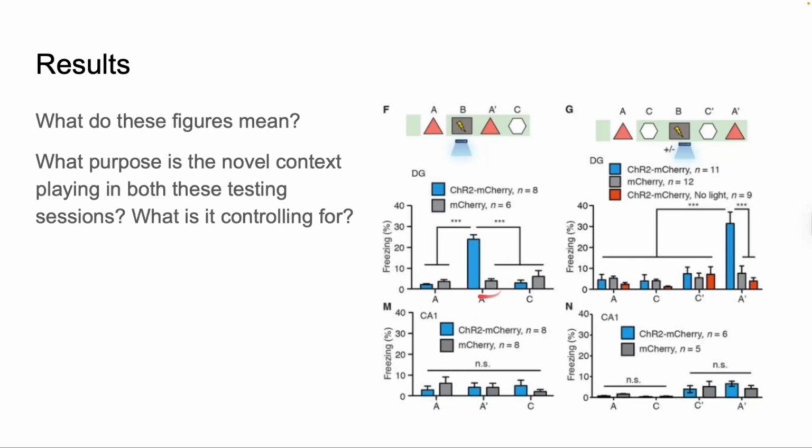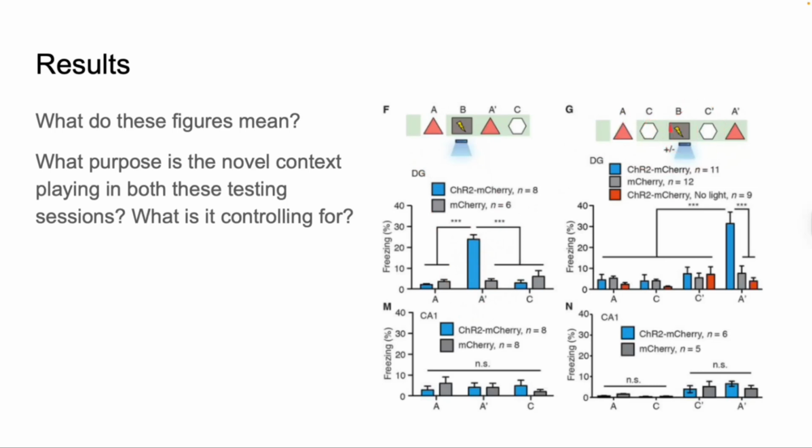And so this basically shows that they did actually create a false memory. When they activated the DG cells, even though context A isn't a dangerous room in general, when they place them back in there after pairing it with the foot shock, we see an increase in freezing. Yeah. Okay.